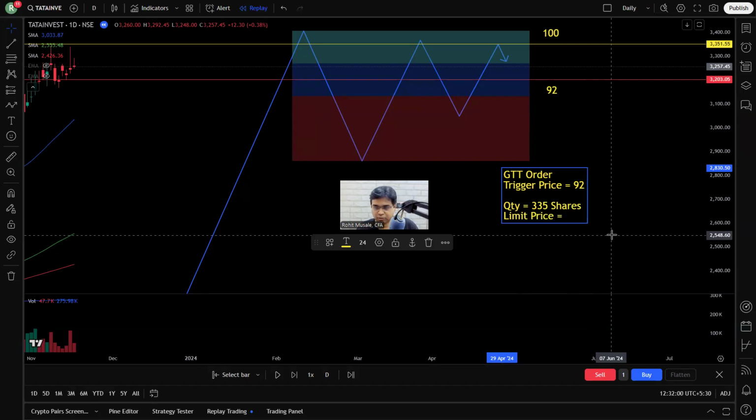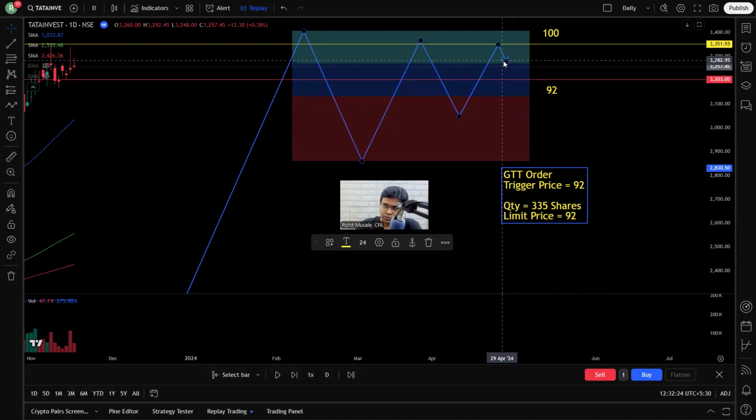Now, the question is, what should be the limit price? The exchange wants only two things, the quantity and the price. So let's say we put the limit price as 92. What does that mean? What does this 92 mean? 92 means I am willing to sell the stock at a price which is at least 92. Let me repeat that.